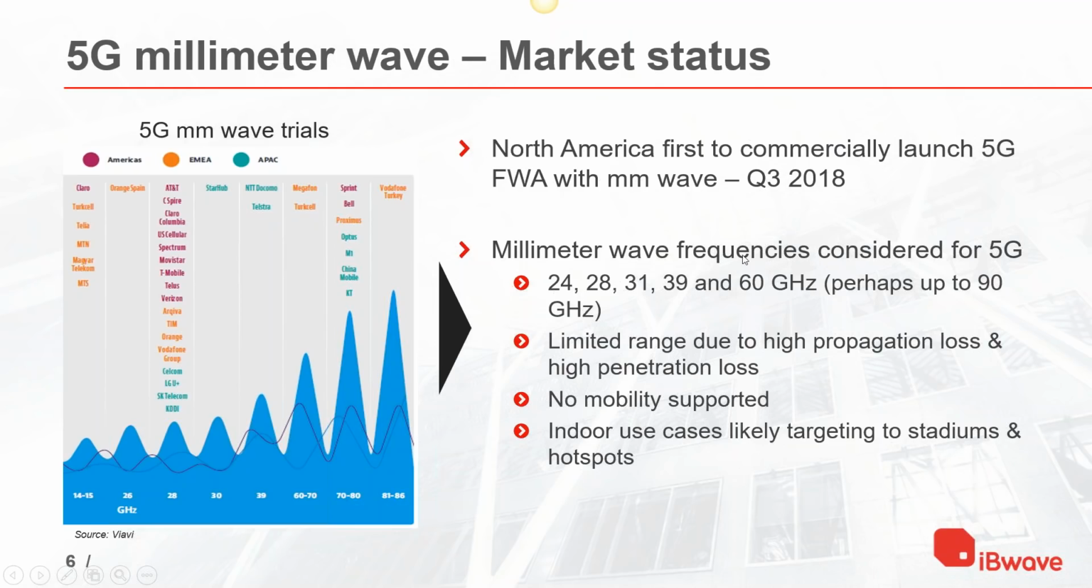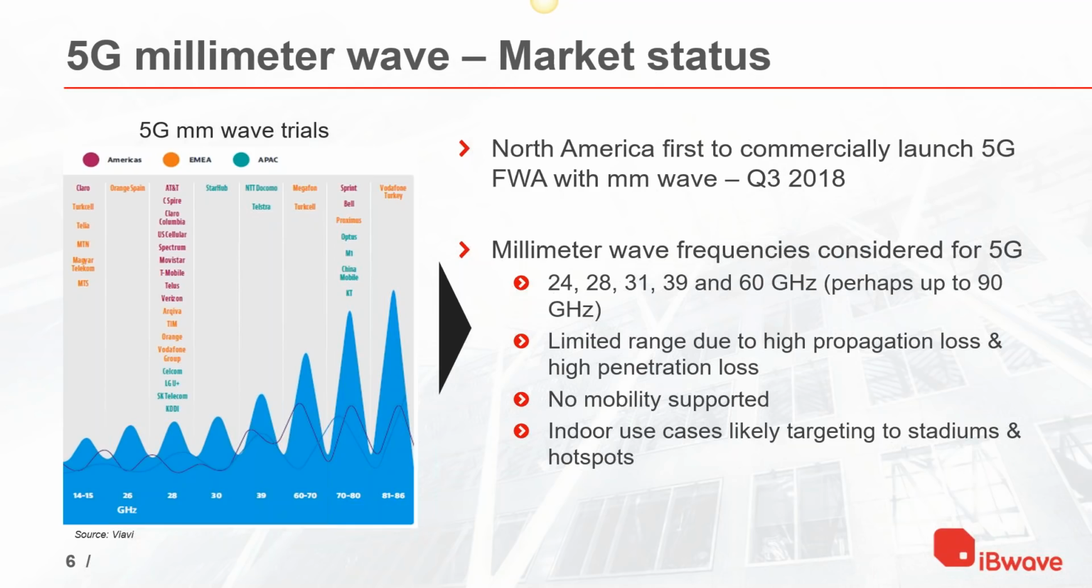So what we expect is the first deployment to be in North America in the second half of 2018. And we expect that to be in the range between 24 and 39 gigahertz. The range will be limited. It will be outdoors mostly, and it will be limited due to the high propagation loss and a high penetration loss.